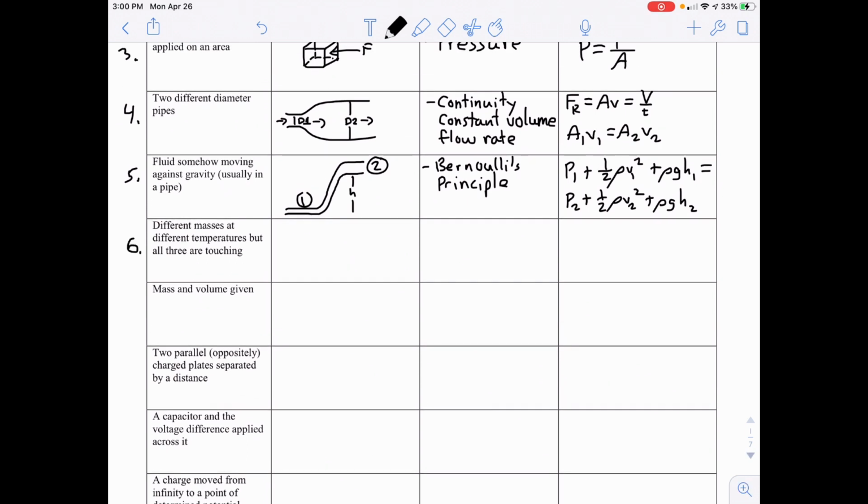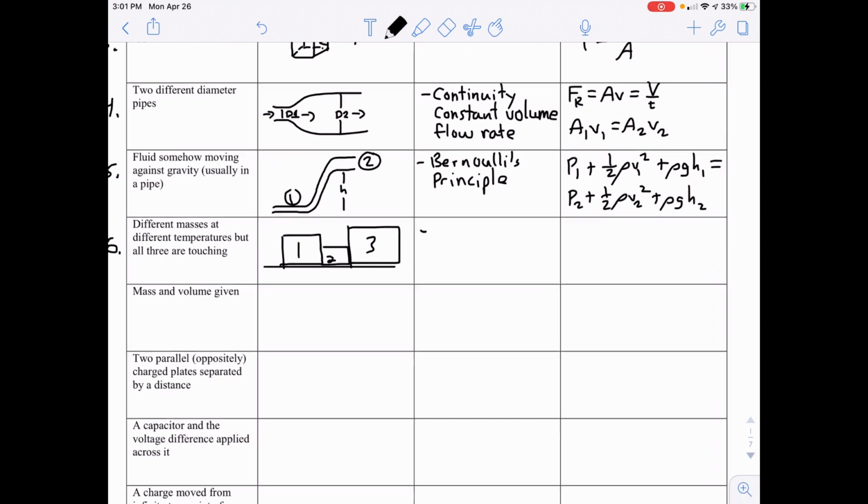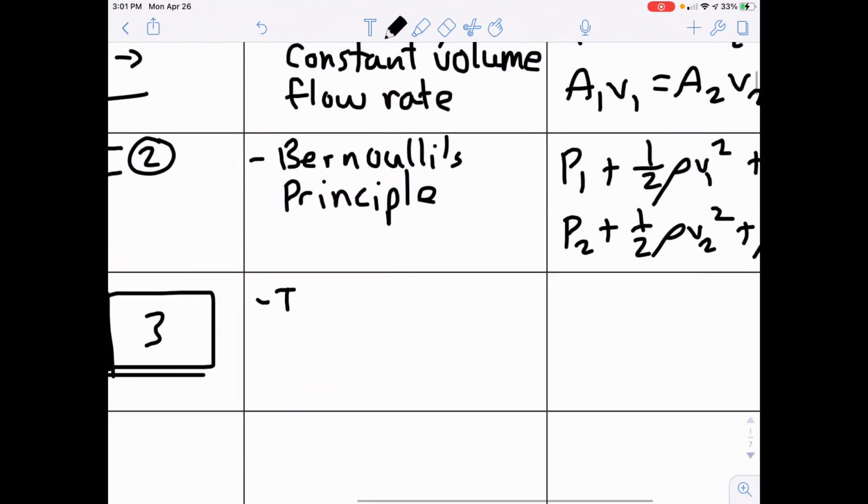Well, in number 6, we have a situation where we have different masses that are at different temperatures, but are all somehow in contact with each other so as to allow for heat to transfer between the objects. So let's say this is object 1 and object 2, and we'll say object 3 is way over here. And they're all at different temperatures and they're somehow in contact, then heat is always going to flow from the higher temperature object to the lower temperature object. This is known as thermal equilibrium.